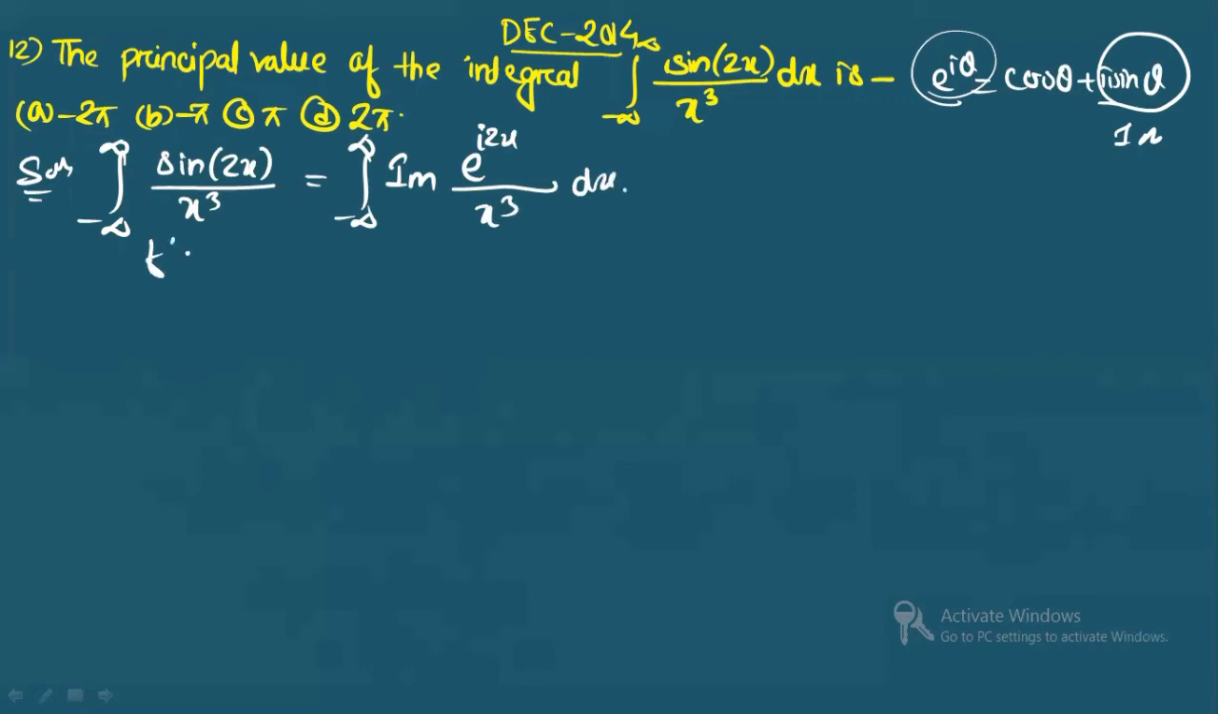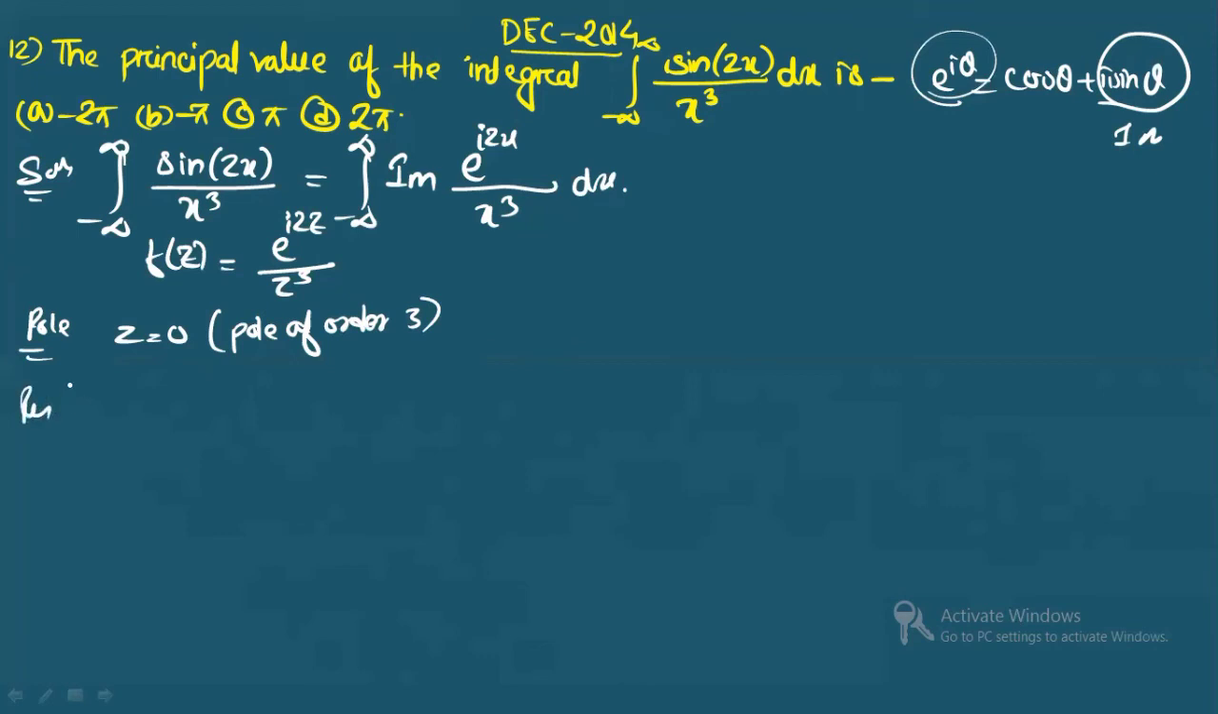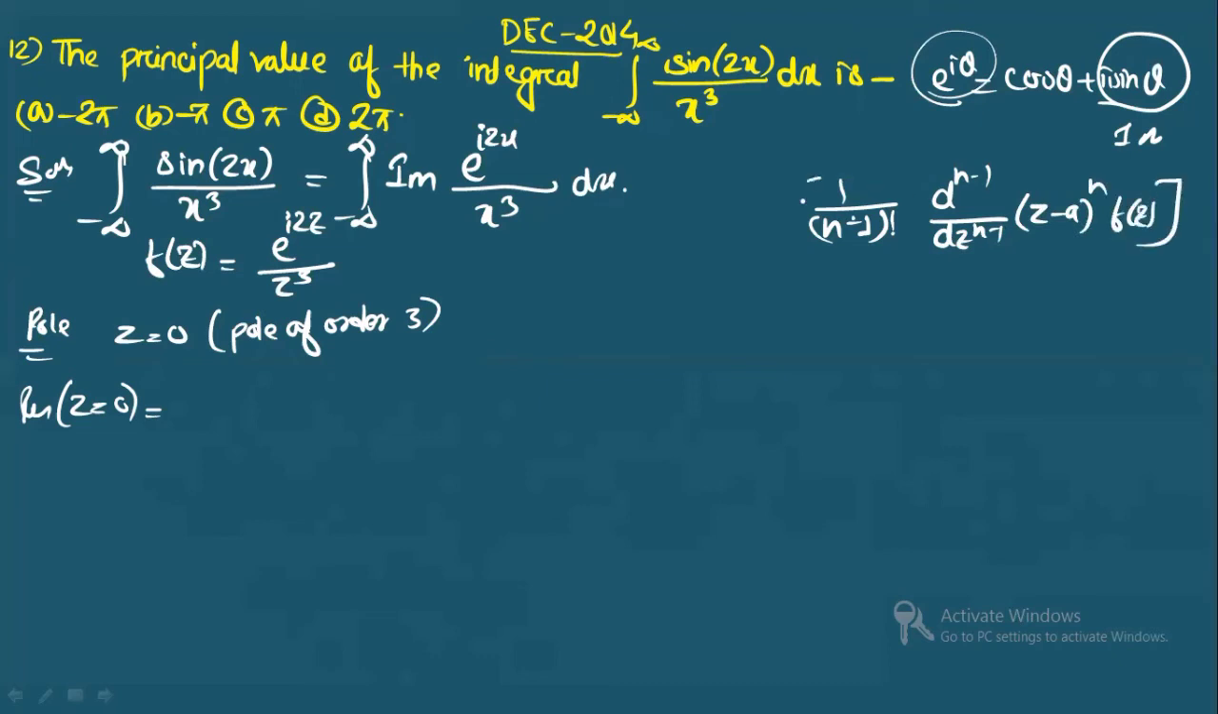Now you will write the function f(z) equals e to the power i 2z by z cube. Okay, so we will find the pole. For the pole, z equals 0. It is a pole of order 3. So we will calculate the residue for z equals 0. The formula was 1 by (n minus 1) factorial, d to the power n minus 1 by dz to the power n minus 1, of (z minus a) to the power n f(z), at z equals a.